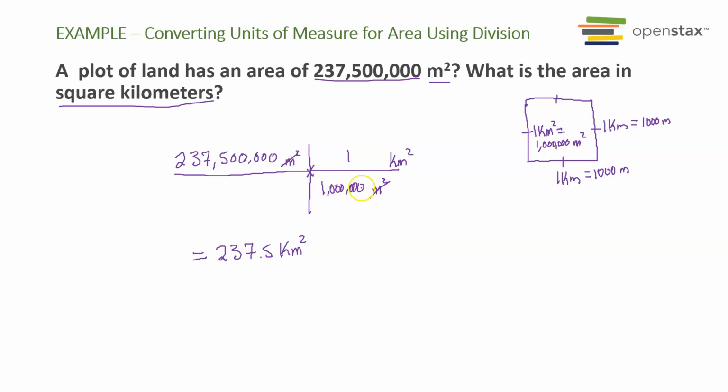Well, here we have 6 zeros, so that means I'm going to move 6 decimals. 1, 2, 3, 4, 5, and it's going to land right there for 6. So that's how we get 237.5 square kilometers. So, that's a pretty good plot of land, because again, 1.6 kilometers is a mile, so, pretty good bit of land. But that's our final answer.